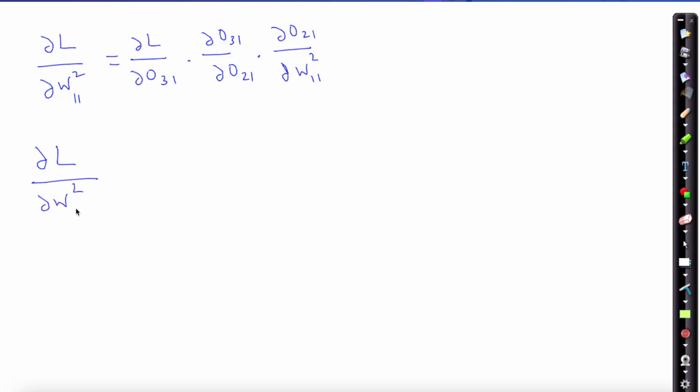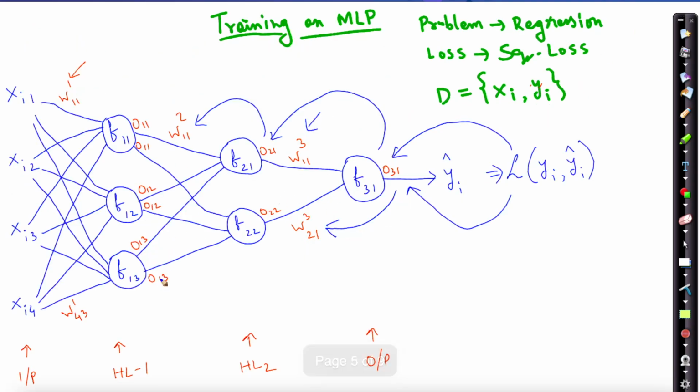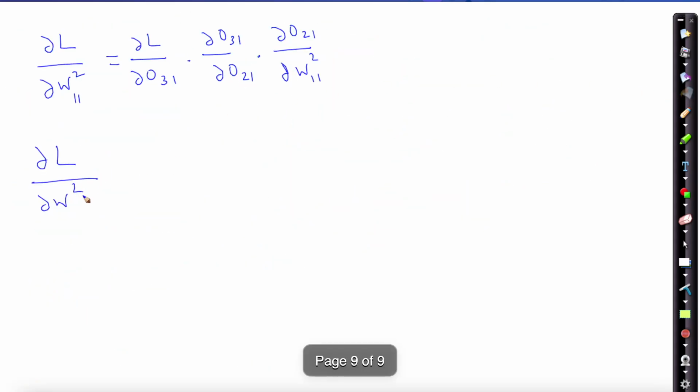Let's take another one just for an example. Let's say, what is this value? This is nothing but W2, coming from 3 and going to 2. So 3, 2, right? So here you can see this loss is dependent on O31. O31 is dependent on O22. O22 is dependent on this, right? So W232.